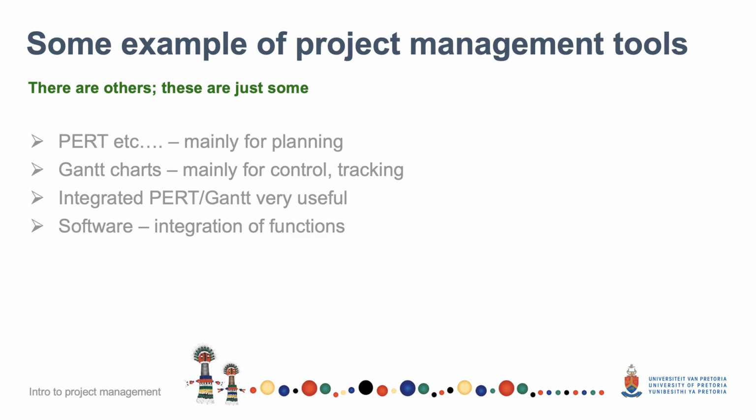The tools that I'm going to show you, there are many others, but the ones that I'm going to show you in this talk are the PERT diagram. You might have come across these before. We mainly use the PERT diagram for planning and scheduling. We're going to talk about Gantt charts, which are mainly used for control and tracking, although some people will say they're also planning and scheduling tools. Yes, you can use them for that as well.